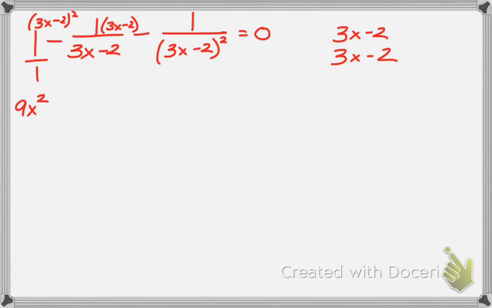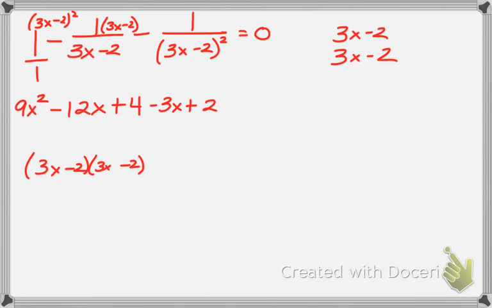What is 3x minus 2 squared? 9x squared, no. Think about it. 3x minus 2, 3x minus 2. It'd end up being 12x minus 12x plus 4. What's this going to go to? Don't forget this subtraction sign. Good. Negative 3x plus 2. Why is it plus 2? The negative times a negative would go to a positive. And then this would just be a minus 1.